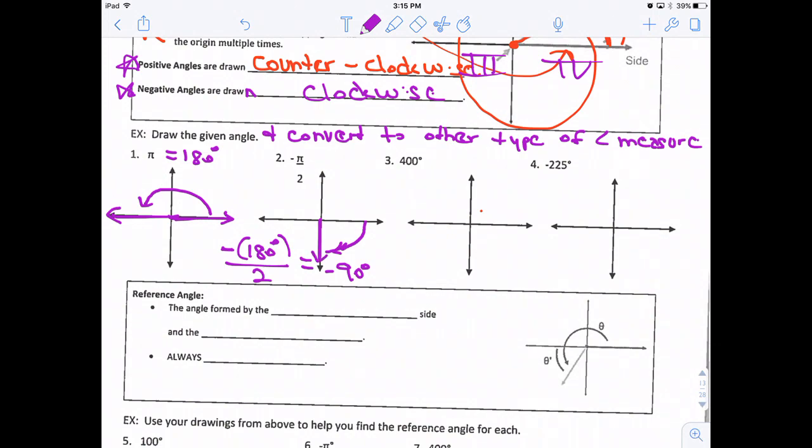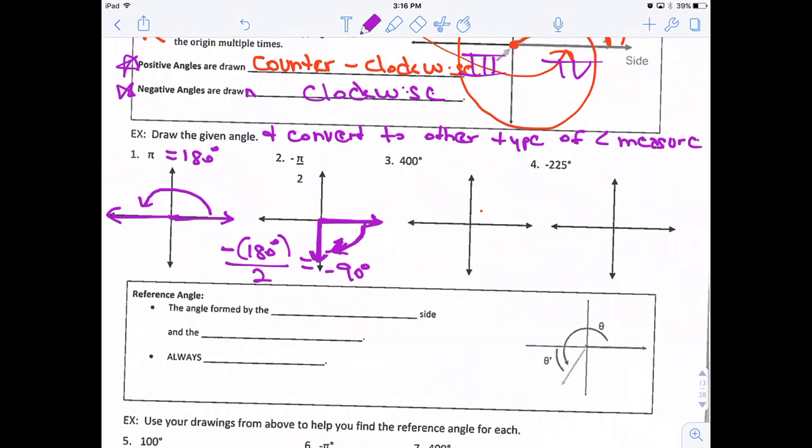So this angle right here, that 90 degree angle, is going to be right here though. Notice there's the initial side, and here's the terminal side, and this is the angle that it's giving me right there. Now if you drew it in that first quadrant, you're wrong. That would be a positive pi over 2 or a positive 90 degrees, and this is not a positive angle.